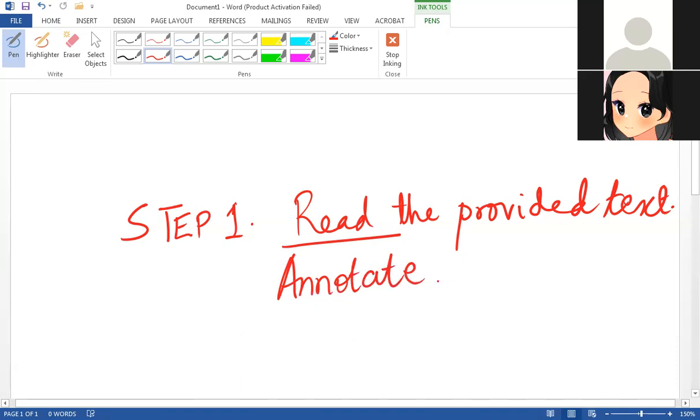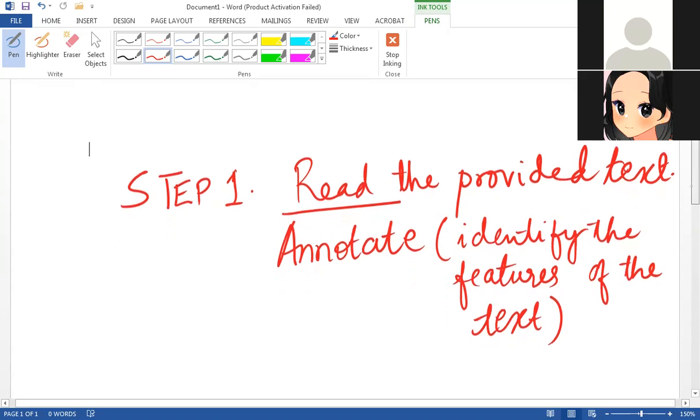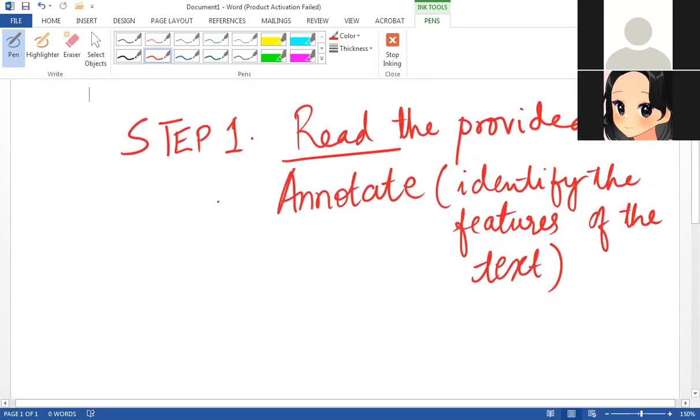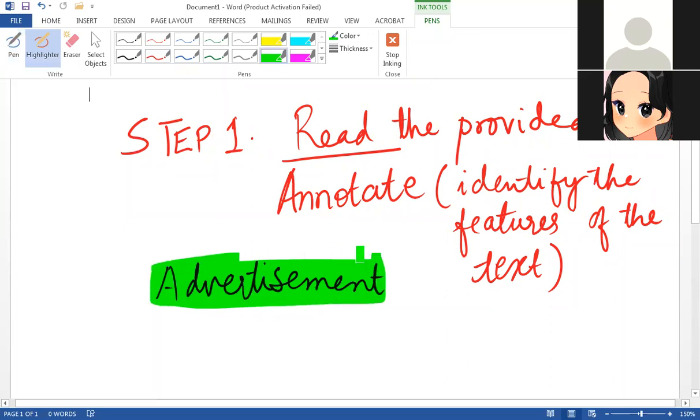Annotate means identify the features of the text. What makes the text? I just gave you a list of the text. Step number one. So I will be able to identify that, okay, this is an advertisement. The moment I read this part, I am going to click on the button. My brain will tell me I need to just identify everything related to the advertisement, right?